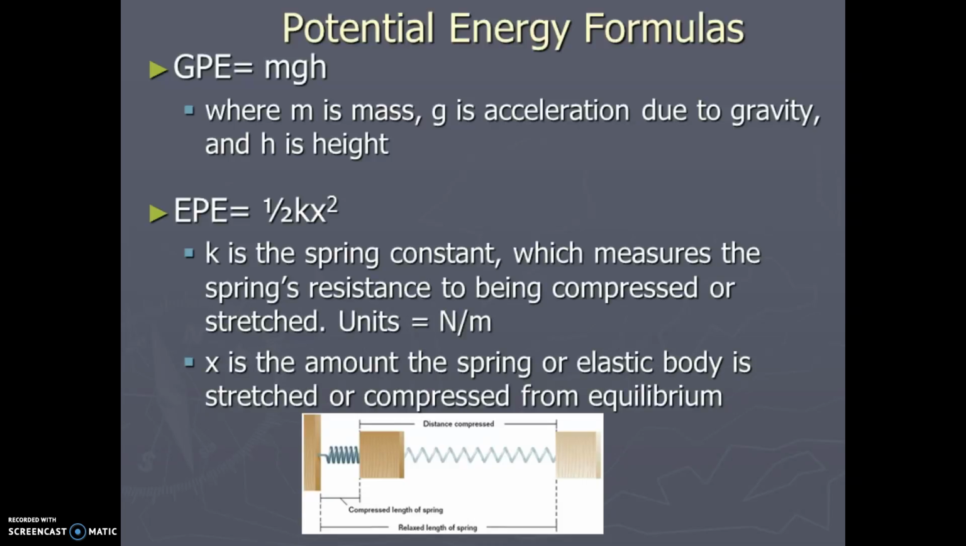Then we have elastic potential energy, which is 1/2 kx squared. K is the spring constant, and that measures the spring's resistance to being compressed or stretched. The units are newtons per meter. So basically, this spring constant tells you how difficult or easy it is to stretch or compress a spring or another elastic object. I'll probably be showing you some springs in class so you can see springs with different spring constants. And then x is the amount the spring or elastic body is stretched or compressed from equilibrium.